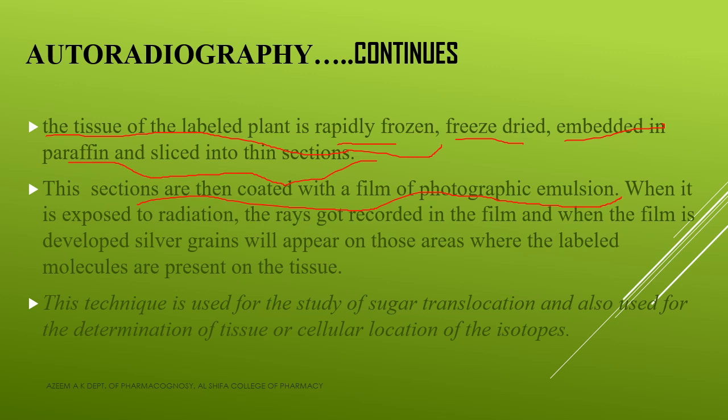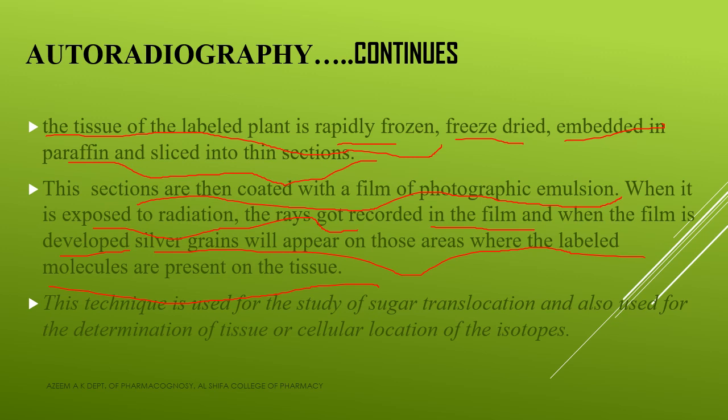Then when the tissues are exposed to radiation, the rays get recorded in a film, and when the film is developed, silver grains will appear in those areas where the labeled molecules are present in the tissue. Clear? So this is how it is developed. It is the same technique used to develop an ordinary photo.